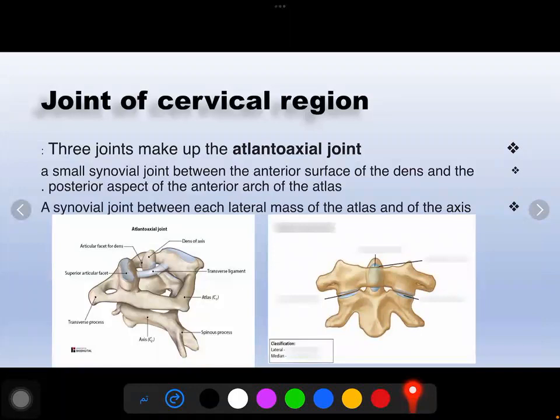Another three joints make the atlanto-axial joint. This is a joint present between the odontoid process and the posterior aspect of the anterior arch. This is the anterior arch of the C1. This is the odontoid. So it is called the atlanto-axial joint. This distance is usually 3 mm in adults and 5 mm in children. Another joint is the synovial joint present between the two lateral masses of the C1 and C2 vertebrae.